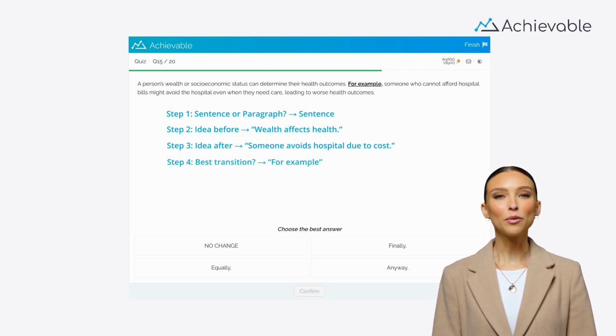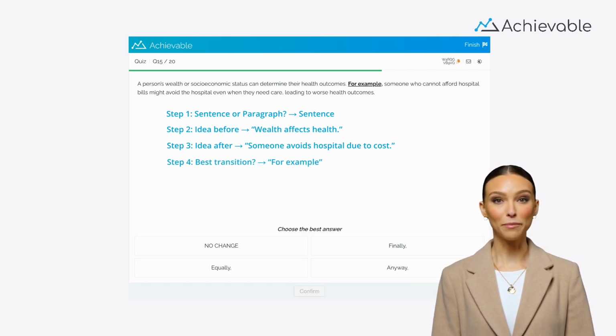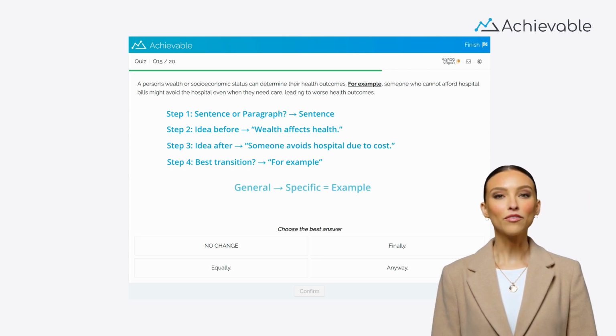Lastly, let's look at what transition best shows the relationship between these two ideas. We're moving from a general statement to a specific example, so we need a word or phrase that introduces an example. The phrase, "for example," fits perfectly, because it shows that the second sentence is an illustration of the first.